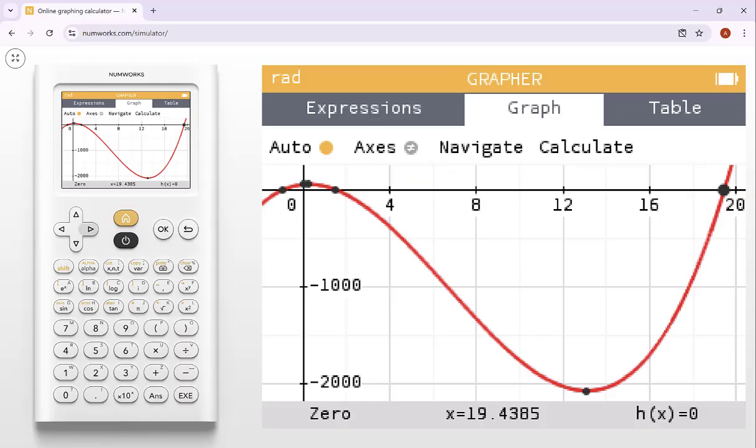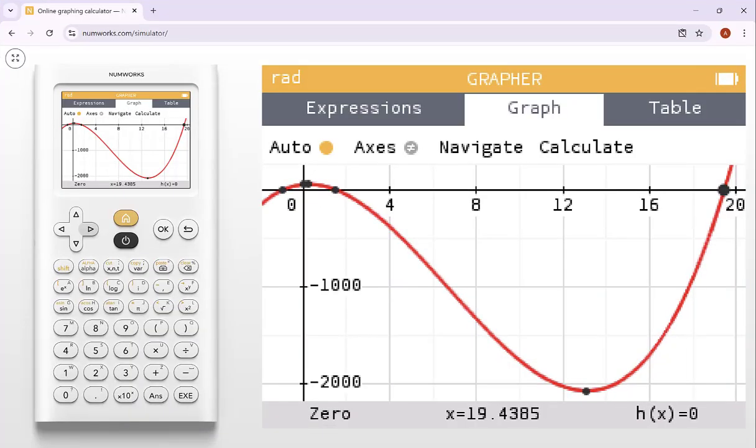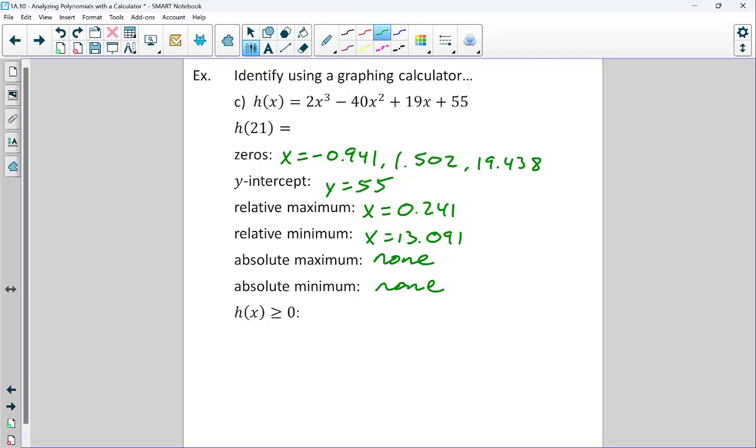All right, absolute max and absolute min. It's a cubic function, goes up forever, goes down forever. There is none and none. H of x is positive between the first two x-intercepts and to the right of the third. So between the first two would be negative 0.941 comma 1.502 brackets because we're including the endpoints. Union bracket 19.438 to infinity.